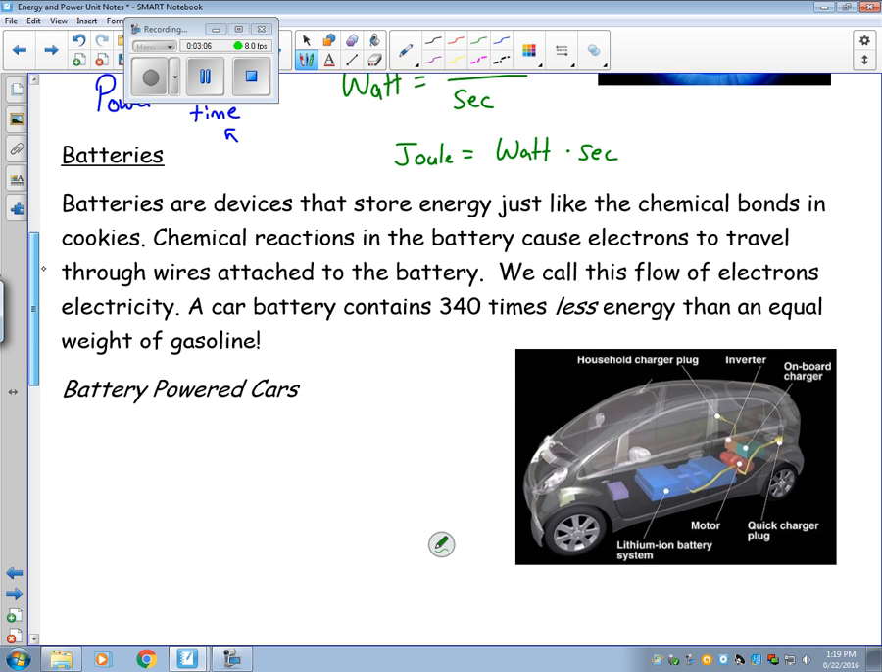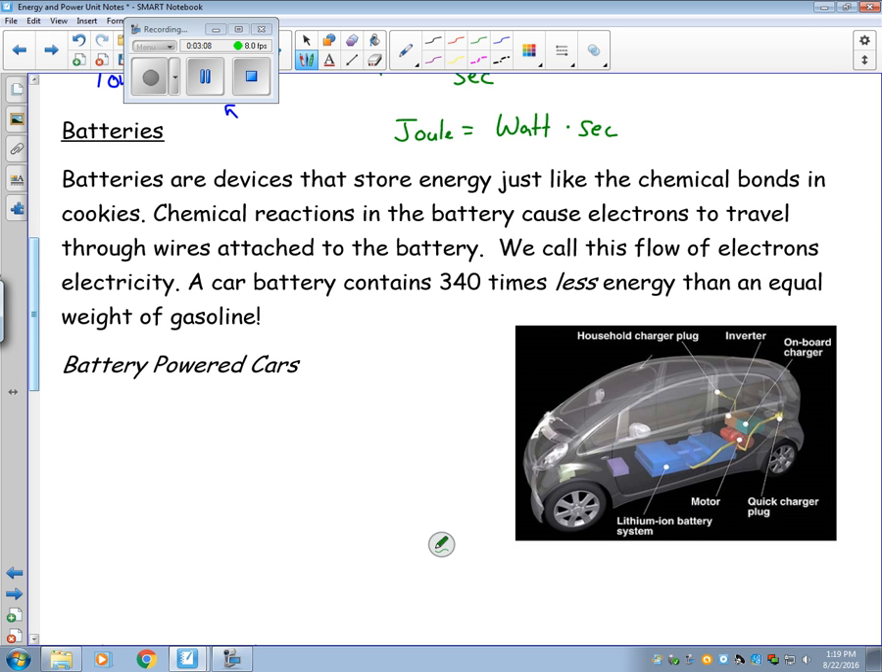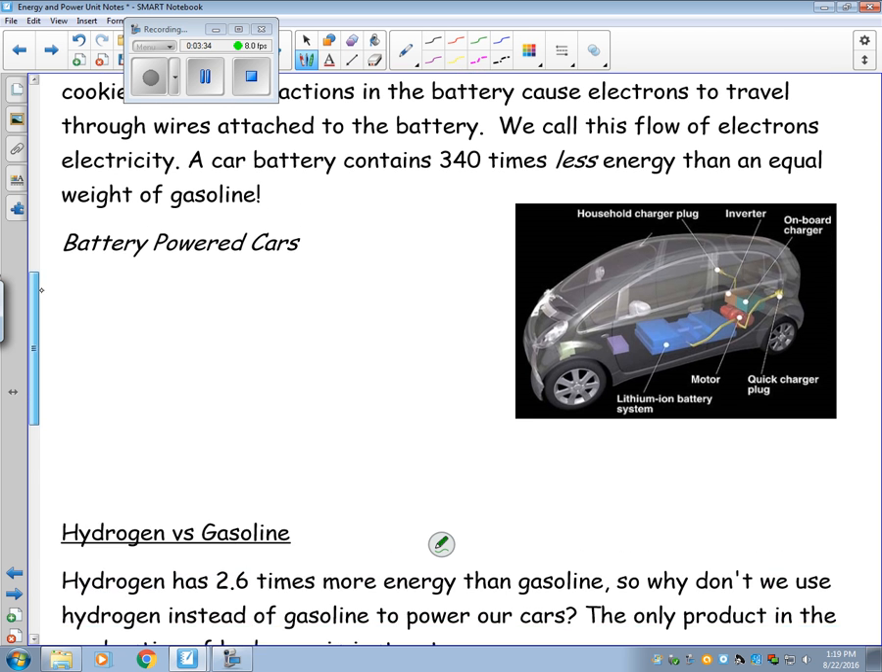Okay, the next thing I want to talk with you about is batteries. These are devices that store energy just like the chemical bonds in a cookie. The chemical reaction in the battery causes the electrons to travel through wires attached to the battery. We call this flow of electrons electricity, and we'll come back to that later this year. Now, a car battery contains 340 times less energy than an equal weight of gasoline. And that's very important when we go to talk about electric cars.